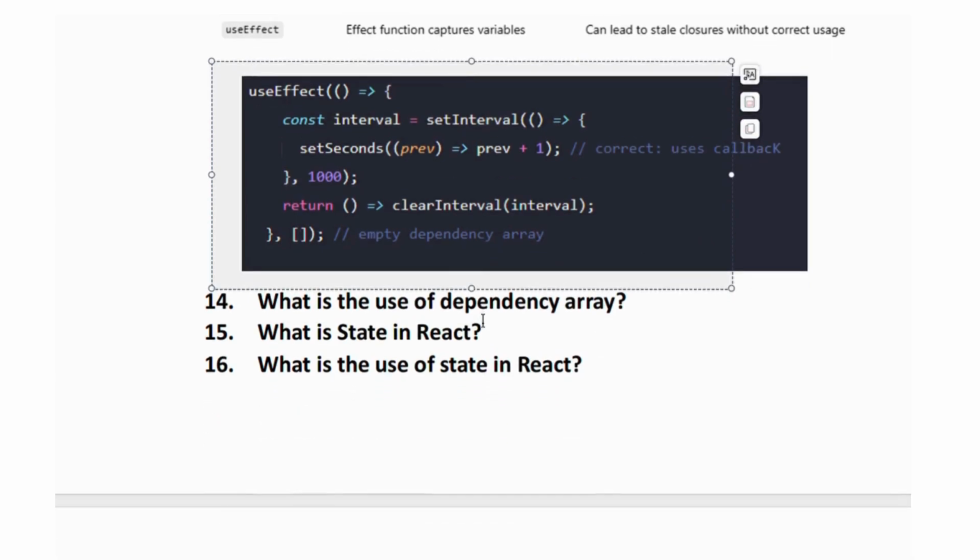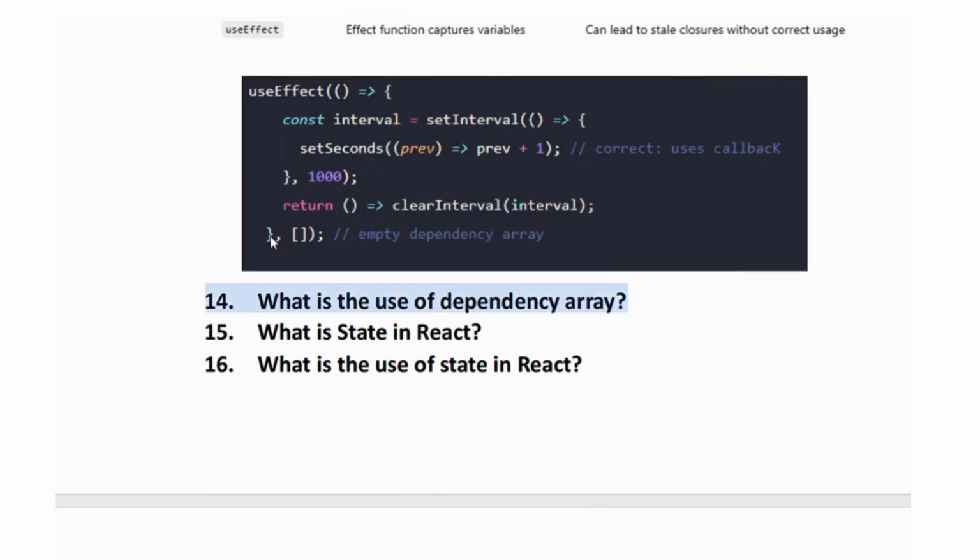Next, the dependency array. This is the main focus question. They mainly focus on how the dependency array works and what its use is. Next, what is state in React. The most important question is about state in React, how to use it, and what state is in React. These are the main questions they focus on in this technical round.